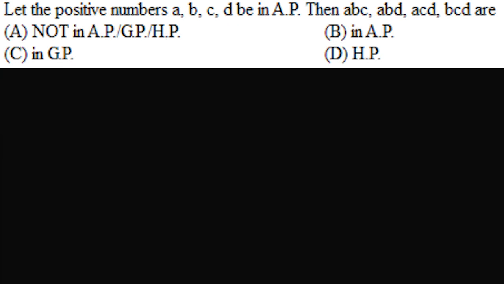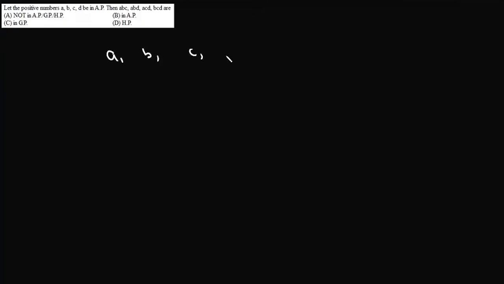Now here the question: let A, B, C, D be in AP. So we are given A, B, C and D. They are in AP and they are positive numbers. So none of them is 0. Then ABC, ABD, ACD and BCD, they are in what? Or they are not in what?